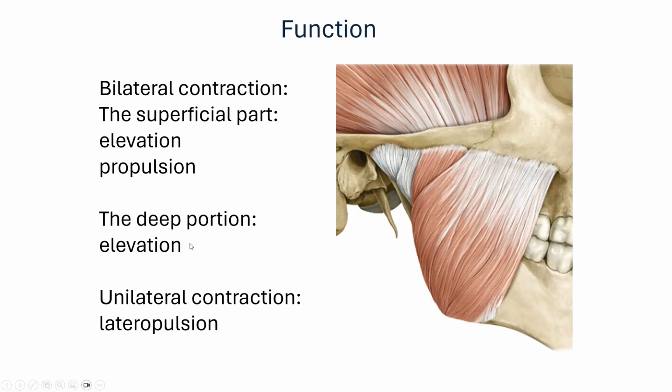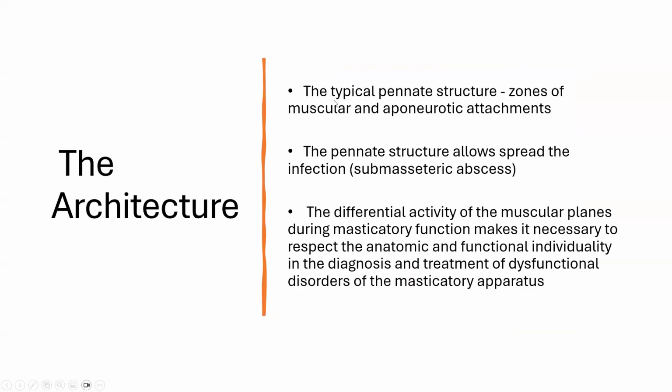The deep portion will cause elevation, and its unilateral contraction will cause lateral movement of the lower jaw. Its architecture is the typical pennate structure, with zones of muscular and aponeurotic attachments. The pennate structure allows spread of infection in a submasseteric abscess. The differential activity of the muscular planes during masticatory function makes it necessary to inspect the anatomical and functional individuality in the diagnosis and treatment of dysfunctional disorders of the masticatory apparatus, TMJD.